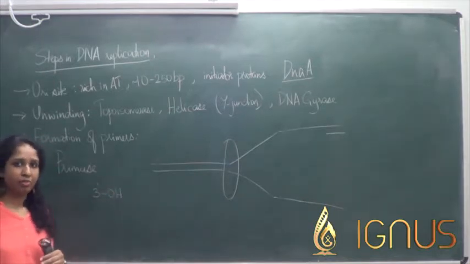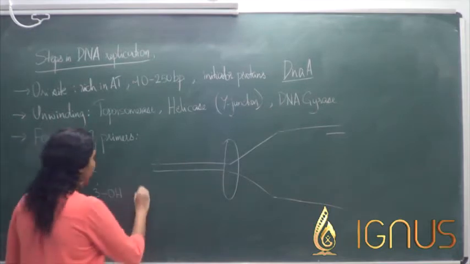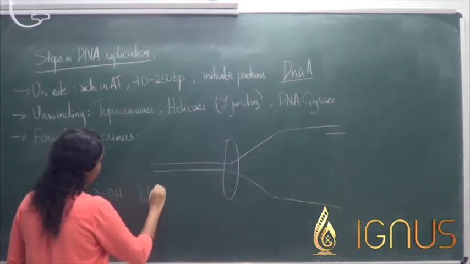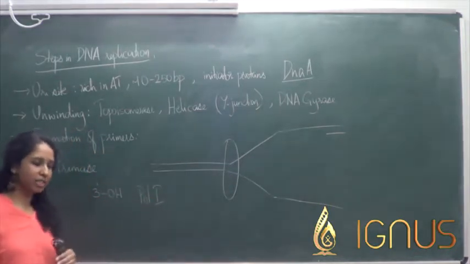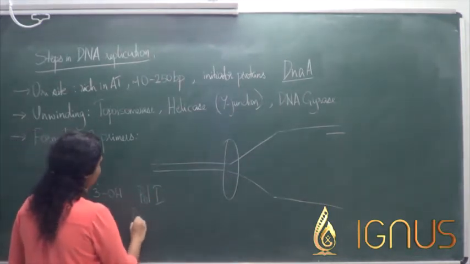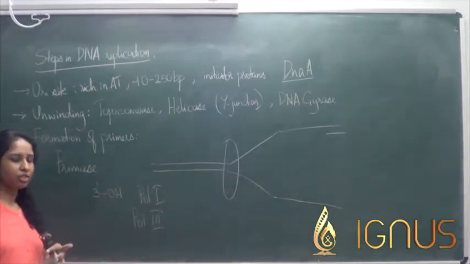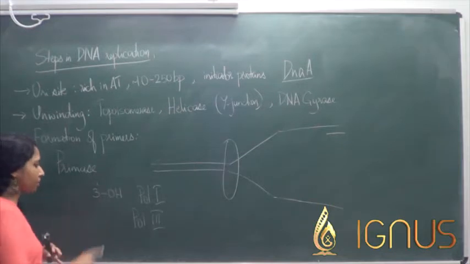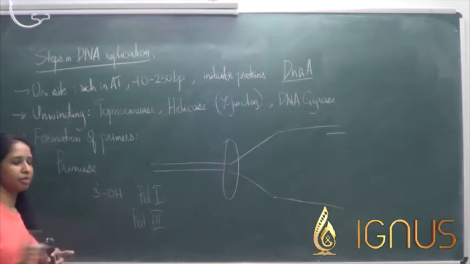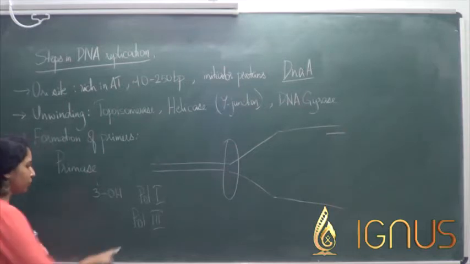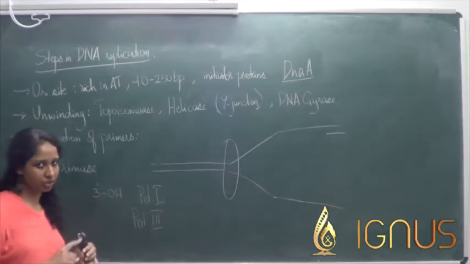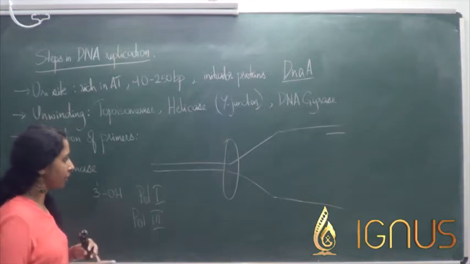The first to start replication in case of prokaryotes will be polymerase 1. So Pol 1 is going to start off the replication process, but it will be Pol 3 which will take over the replication process from then onwards. So for a short length, it will be polymerase 1. In case of prokaryotes, polymerase 1 will start off the replication process, then polymerase 3 will continue the replication process further on.